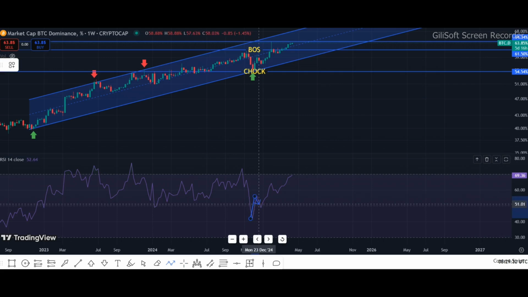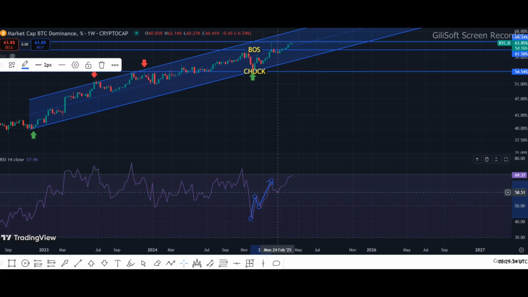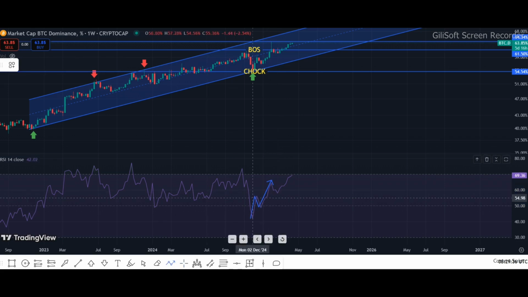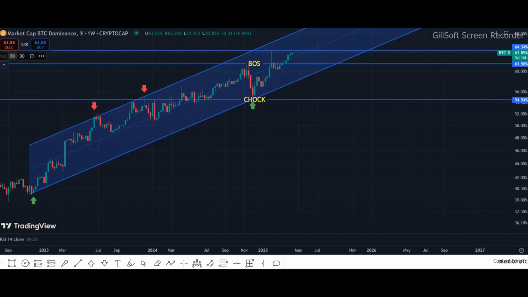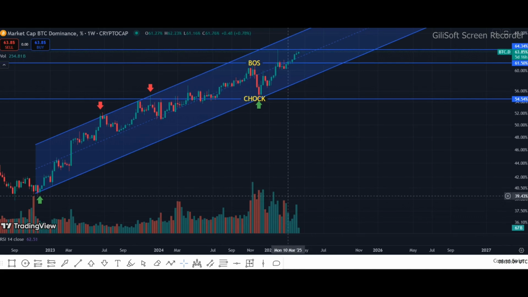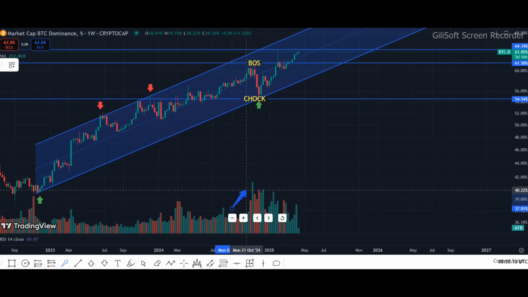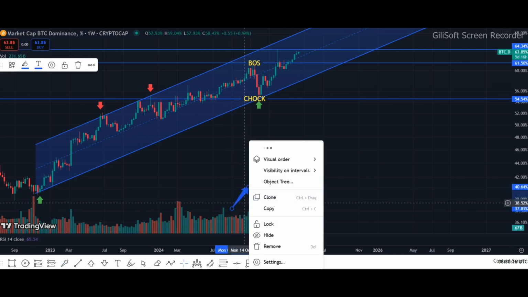Well, the RSI indicator confirms the second scenario, which is BTC domain dumping, because it is close to high overbought conditions. With the volume indicator, we can also understand that volume is decreasing, and it could mean that the uptrend is coming to an end.